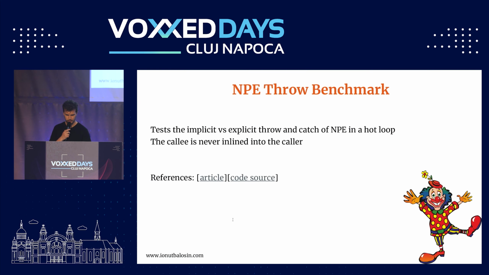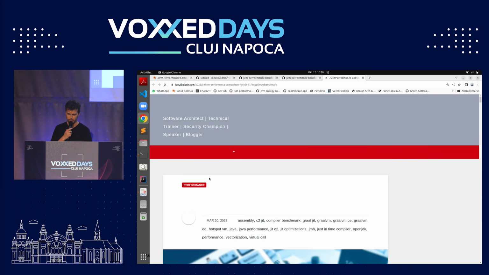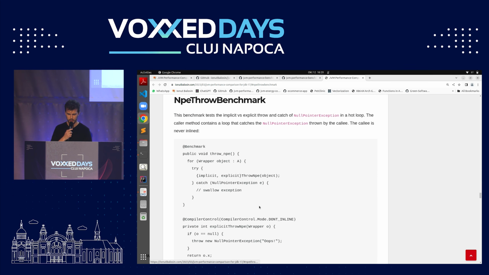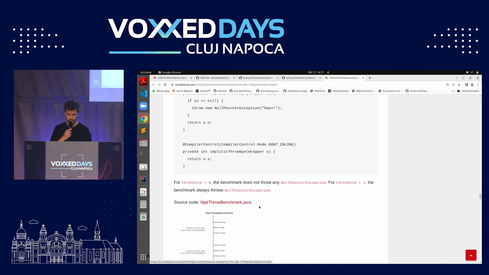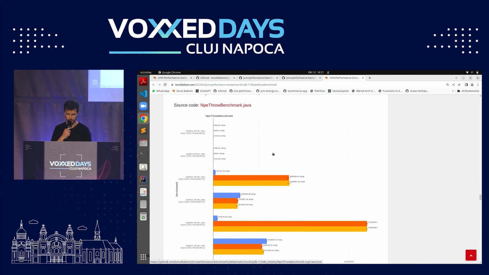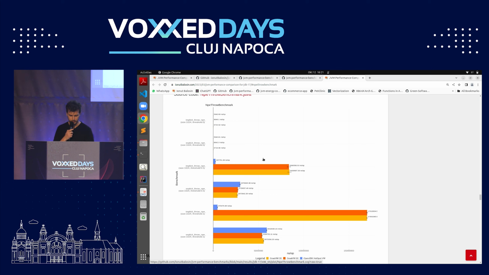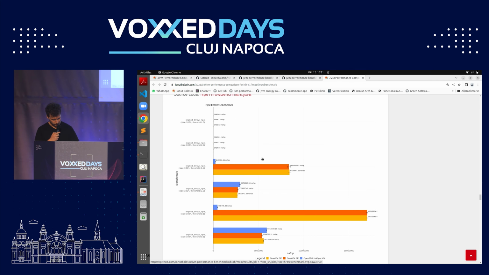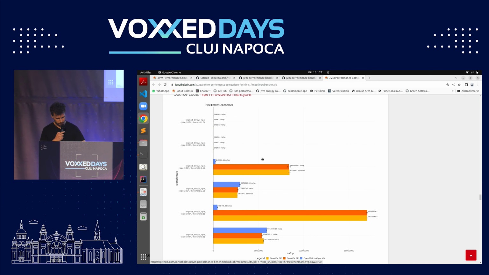So let me jump to the article and see what numbers we get. We also have a threshold in our tests. For threshold 0, the whole array will never contain any null values. For threshold 0.5, it's going to be 50%. For threshold 1, all references are going to be null inside that array. So let me see, how can I increase the font?